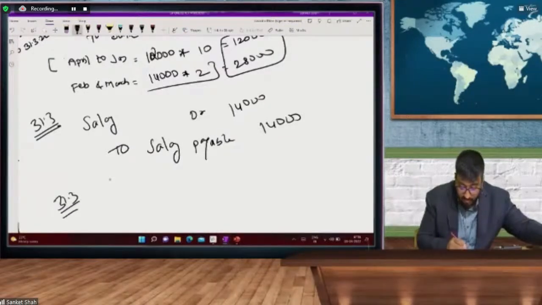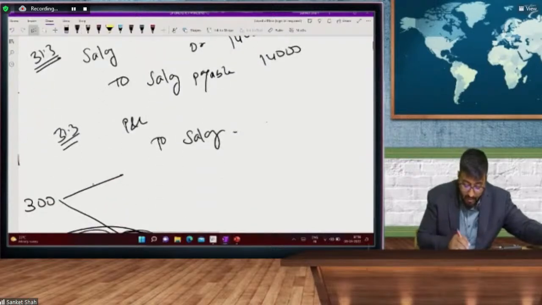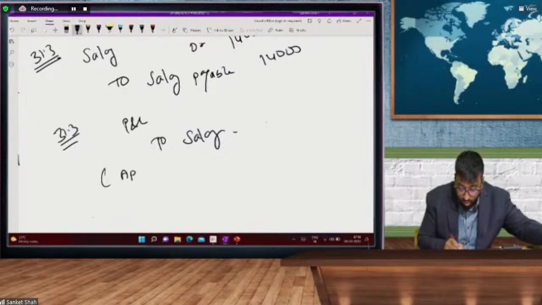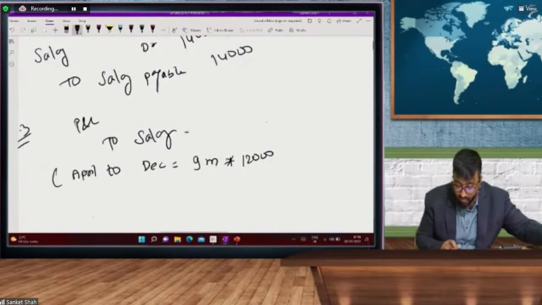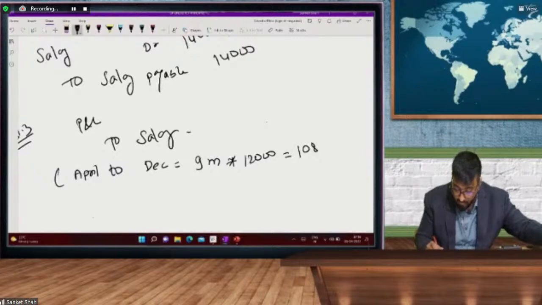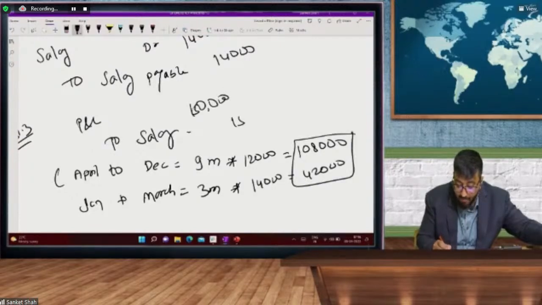And on 31st March, P&L account debit to salary. See, P&L is always based on incurred. Here it is not payment. Payment and incurred are different. So April to December, 9 months multiplied by 12,000 is 1,08,000. And Jan to March, incurred 3 months into 14,000. So total in P&L is 1,50,000.